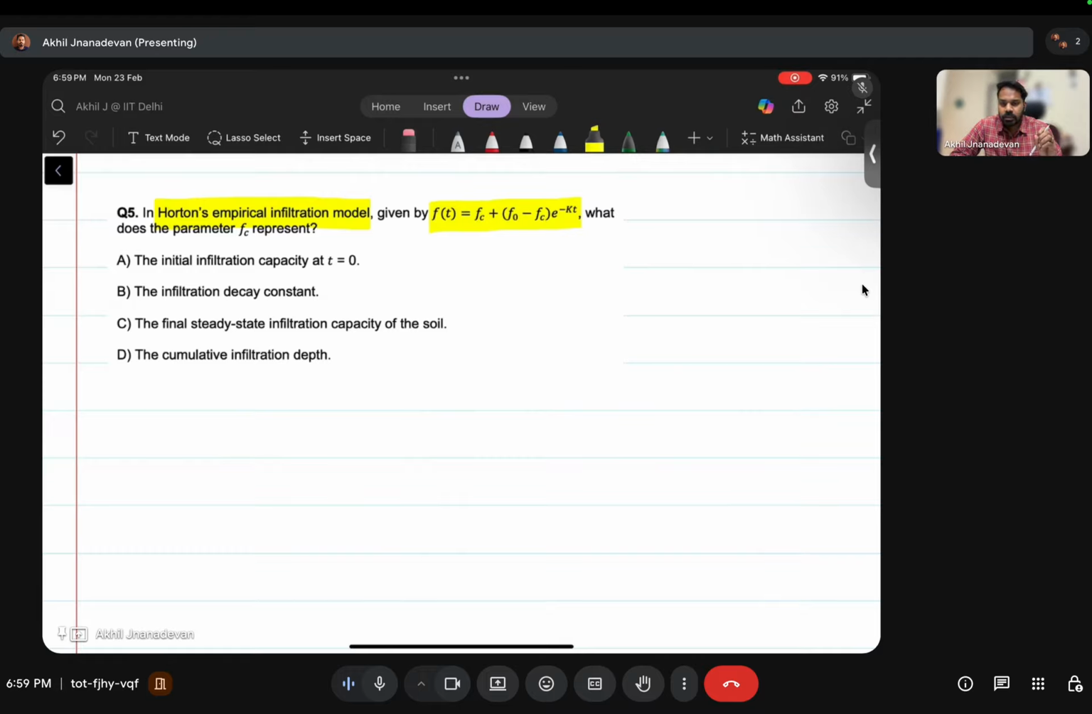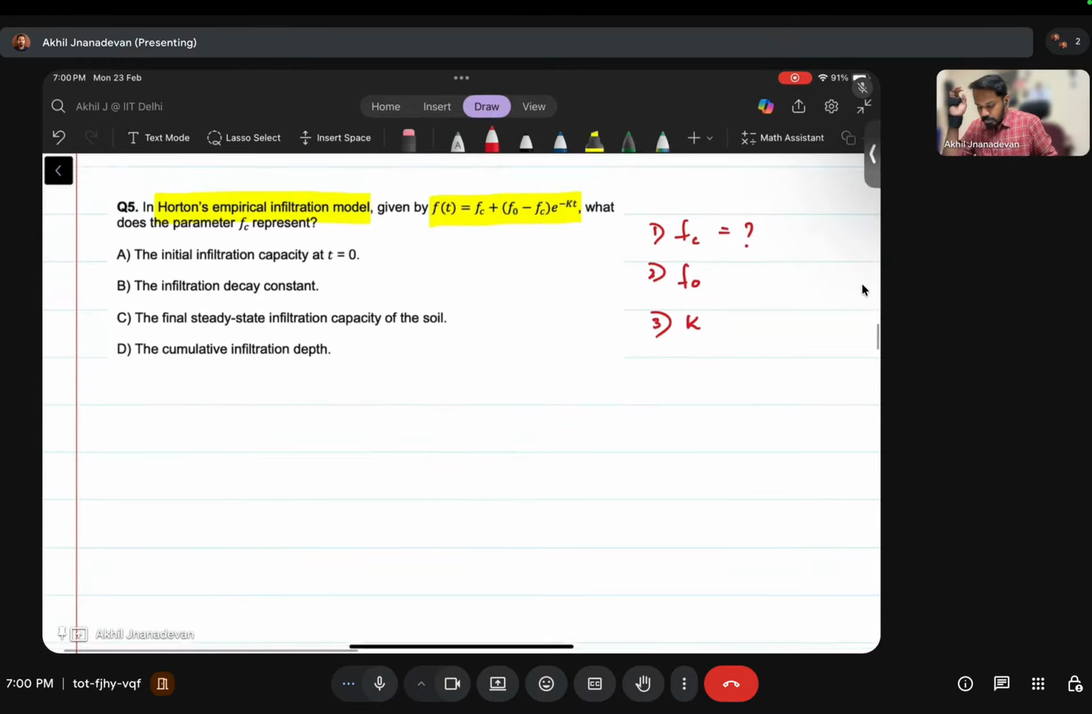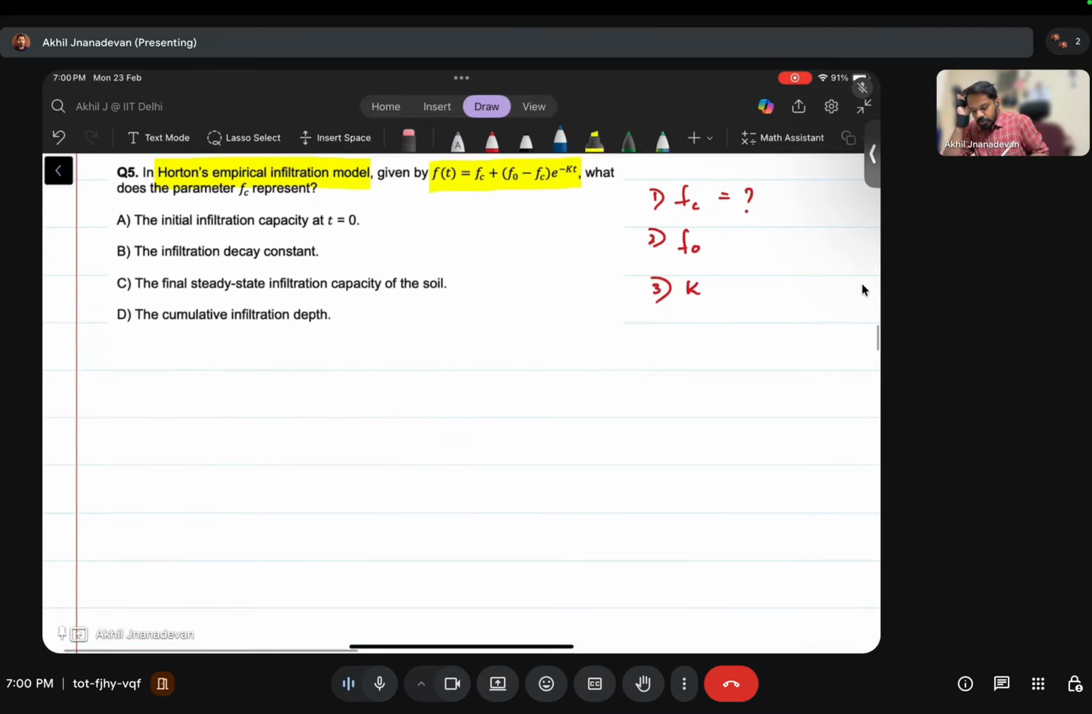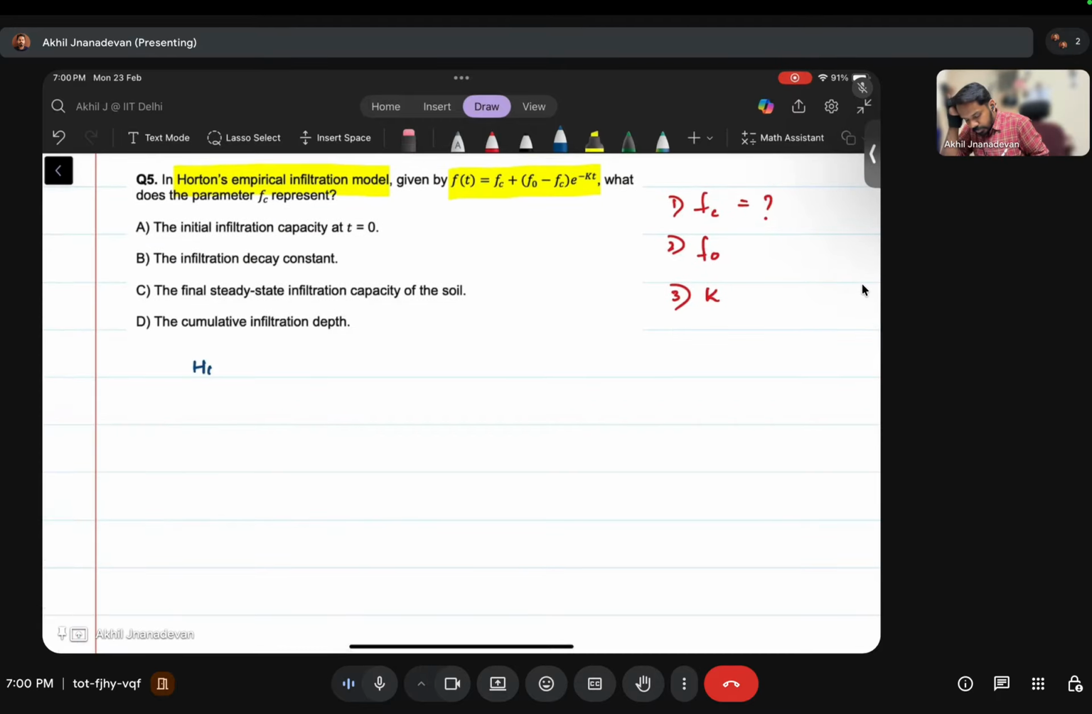So there are different parameters. These are the parameters that we have to look into: fc, f naught, and k. So there are three parameters. What is fc, f naught, and k? What does the parameter fc represent? They are asking us what is fc. So we can look at all three parameters here, right?